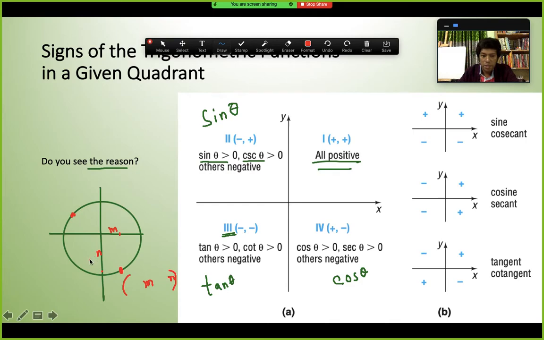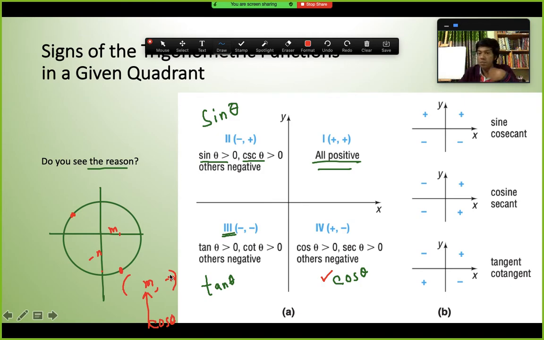Here the n value will be negative, since this is the origin and this is the negative side. So m will be positive and n will be negative. We are just saying m and n, some number will be here. And you notice that in this point our first value is positive, and our first value is cos theta. On the unit circle, the first one is cos theta, the second one is sin theta. So you can see cos theta is positive in this quadrant. In the fourth quadrant, cos theta is positive, and of course sin theta is negative. If sin theta is negative, then cosec theta is also negative.